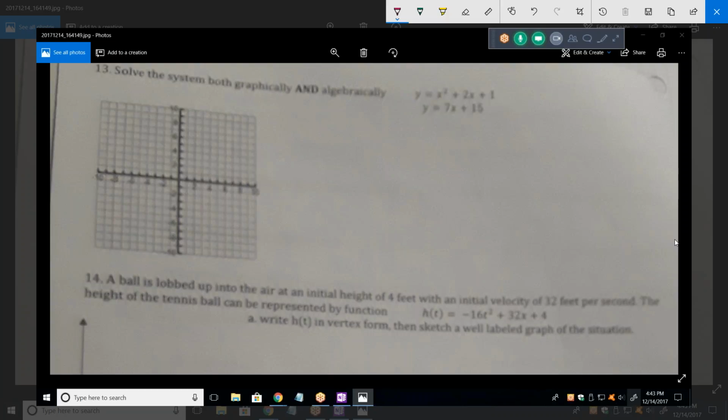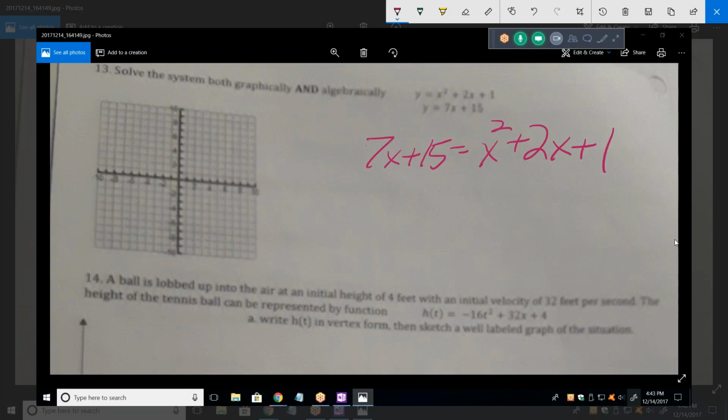Now in this case, where they give you both equations solved, what's my next step that I'm going to write? These are the same y's. That y is equal to that y because we're in a system. If it wasn't a system, I wouldn't be able to say that. But we're in a system of equations, so I know those y's are equal to one another. So what can I write? 7x plus 15 equals x squared plus 2x plus 1.